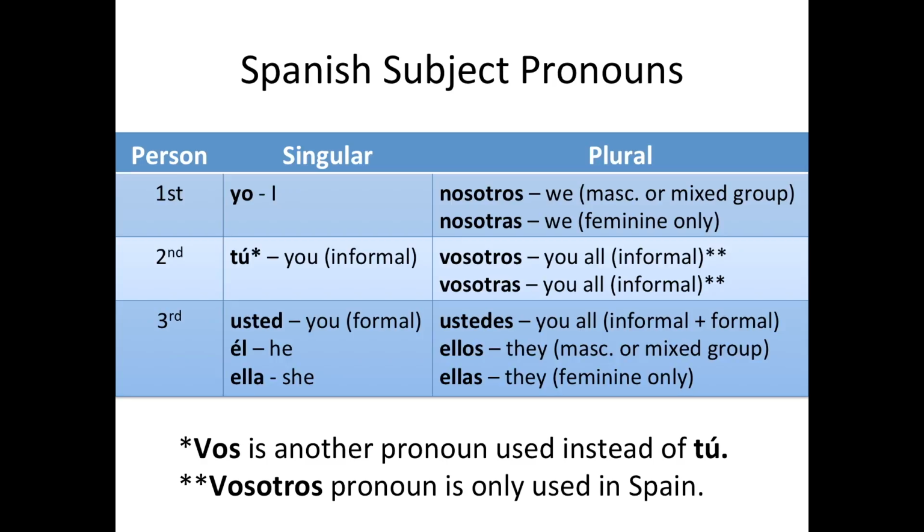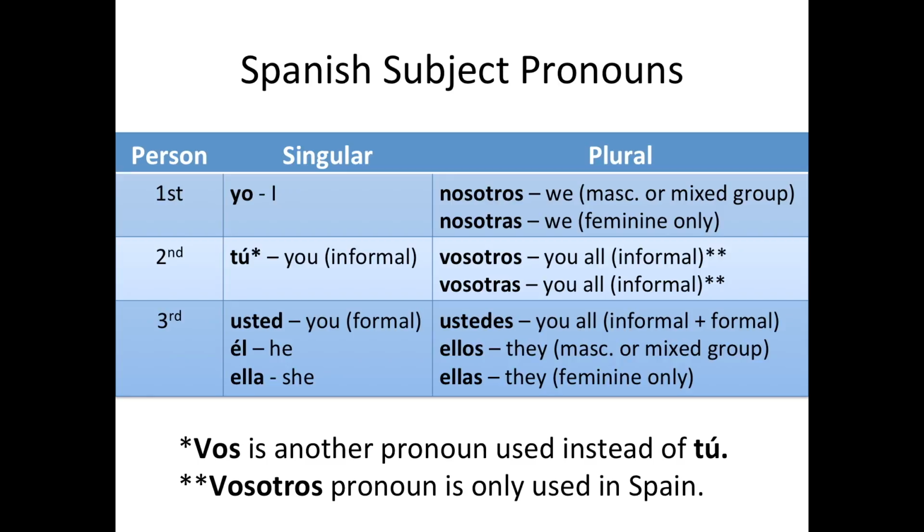Now, underneath usted is él. Él means he, and ella, right underneath it, is she. Now, in ella, remember, the double L in Spanish is pronounced like a Y. Don't pronounce it as the English L. Ella. Now, third person plural.